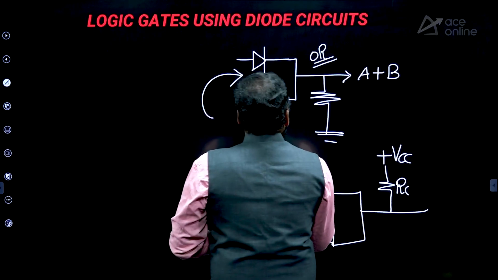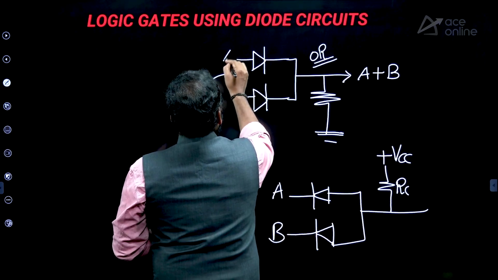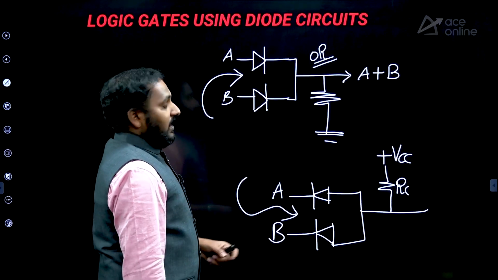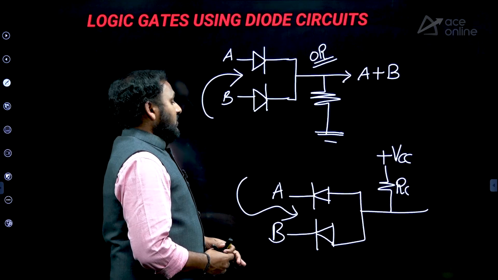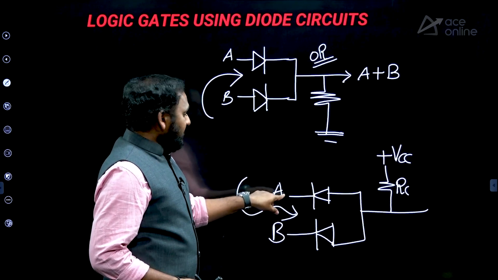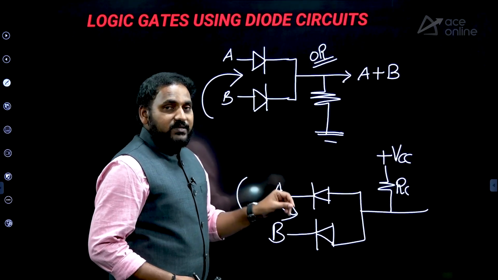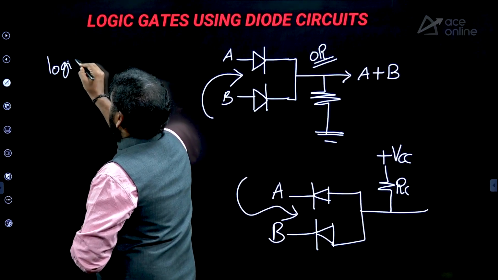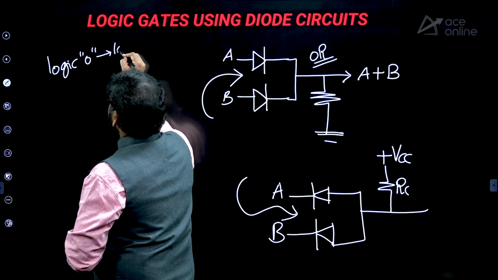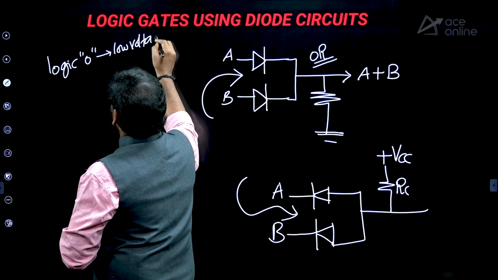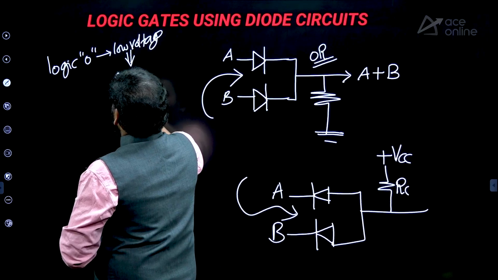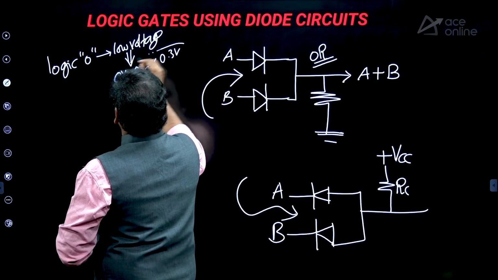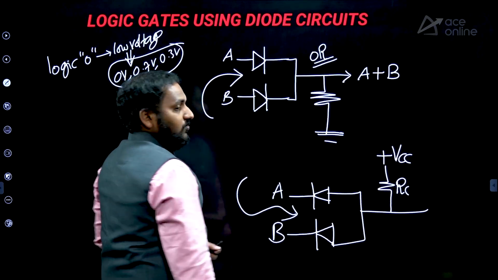For example, the inputs are A and B, and we are giving excitations into the cathodes. I have given a shortcut for this also. If any of the inputs is 0, logic 0 indicates what? Low voltage. By default, logic 0 means low voltage. What do you mean by low voltage? It may be 0 volts, 0.7 volts, or 0.3 volts, whatever. All these voltages can be considered low voltages.